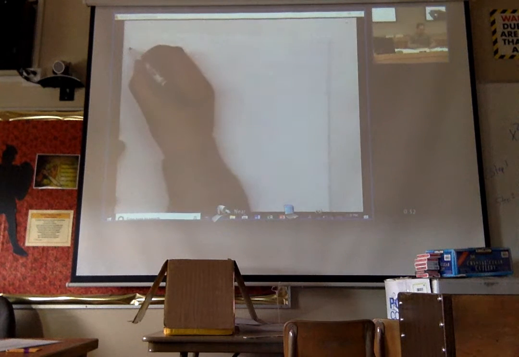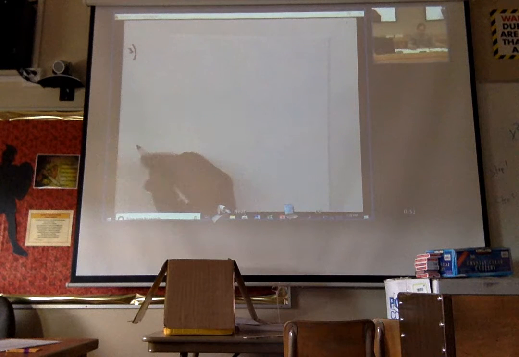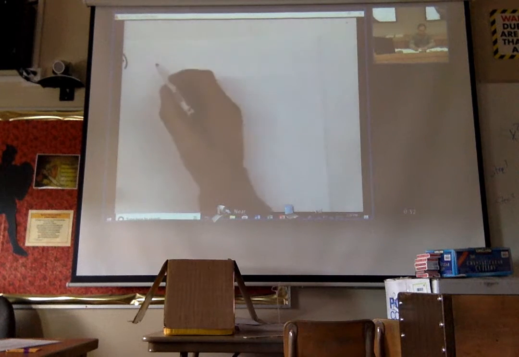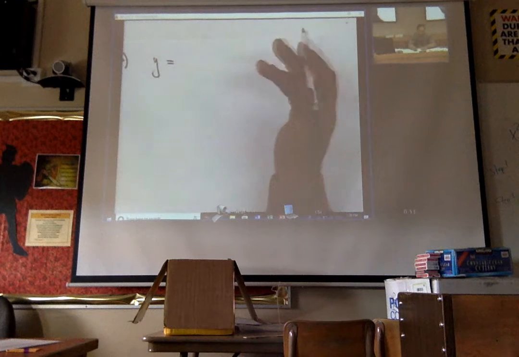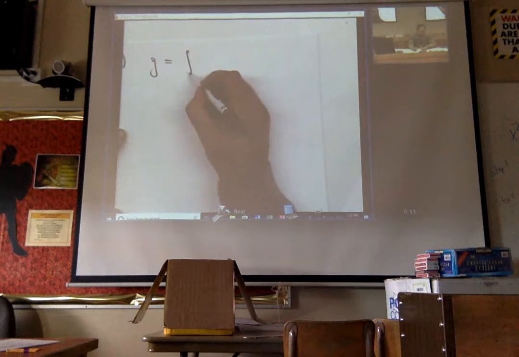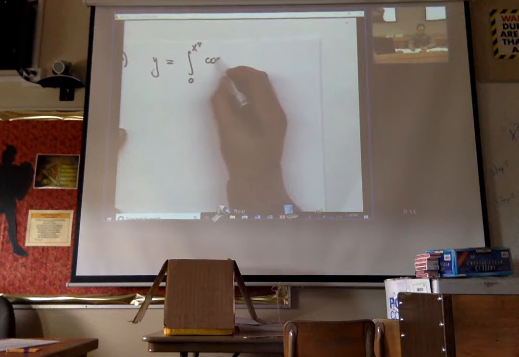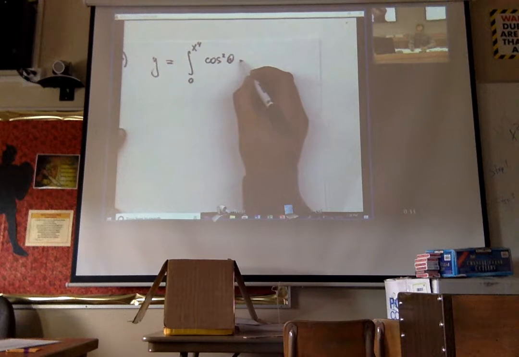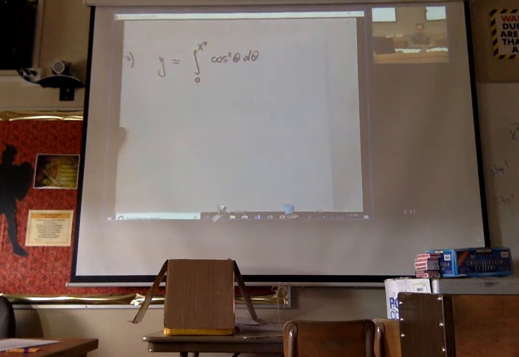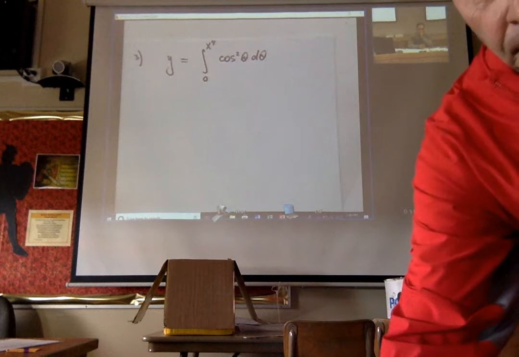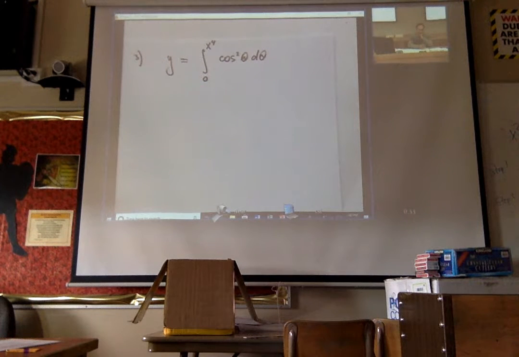Third one, let's say we have something like this. Y equals, we can change the name, it doesn't have to be g of x all the time. Y equals the integral from 0 to x to the 4th of cosine squared of theta d theta. Okay, so what's different this time?